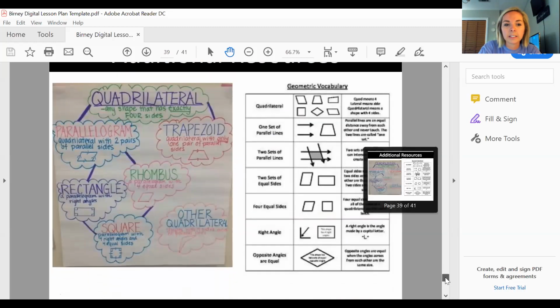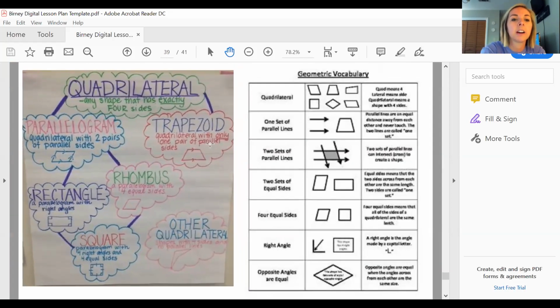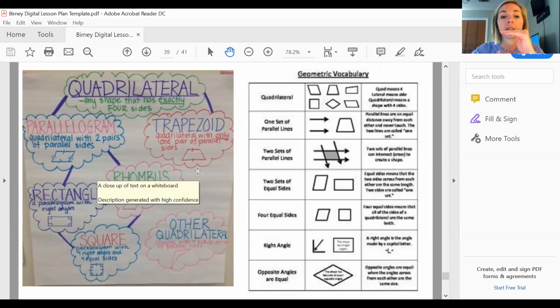I'm going to show you my last one right here. So this anchor chart in the pretty colors over here, it looks like a flow chart where it kind of starts at the top and flows down to the bottom. Well, it says a quadrilateral is just any shape that has exactly 4 sides. Then it branches out into a parallelogram and a trapezoid. So a trapezoid is the only quadrilateral that has 1 pair of parallel sides. So a trapezoid is a trapezoid.